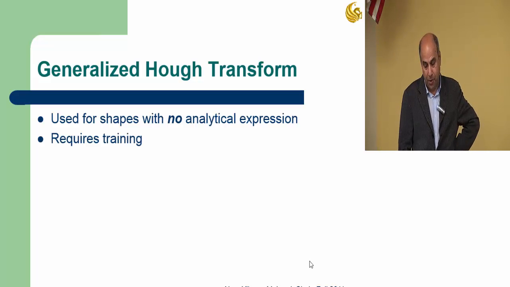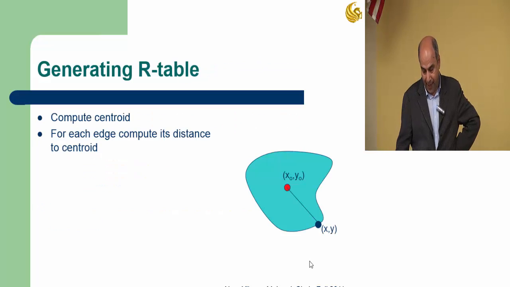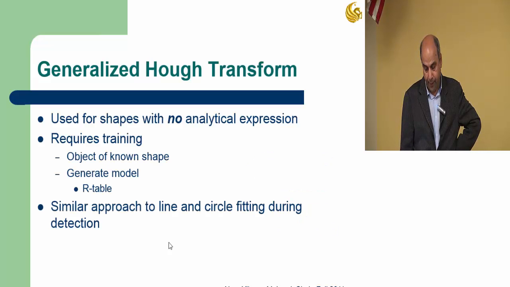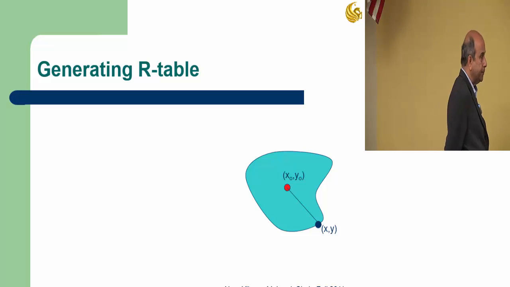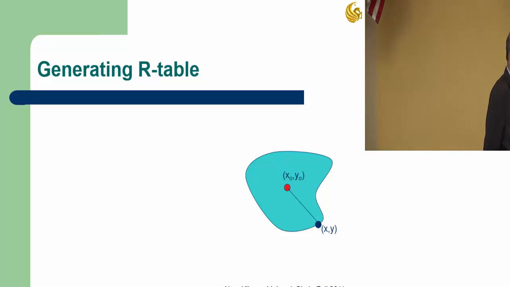So through the training, we are going to get that information equivalent to the equation, and we will want to detect or fit those known object shapes, and that is in terms of what we call the R table, and it will be similar to what we were doing for the circle. So let's look at this. Let's say you want to find this kind of shape in the image, and you are interested in this. Okay, so you have examples of that before.